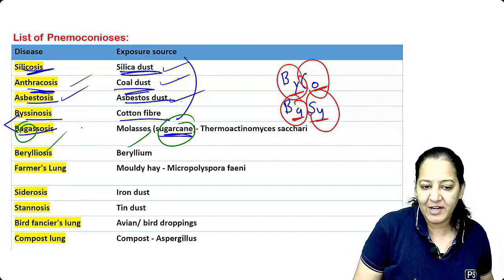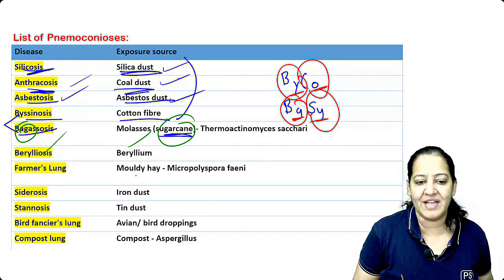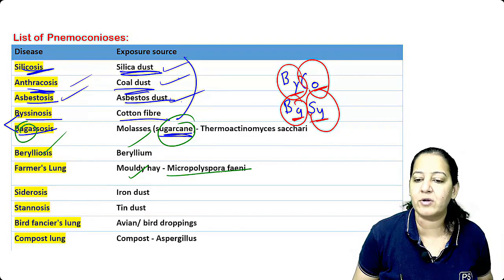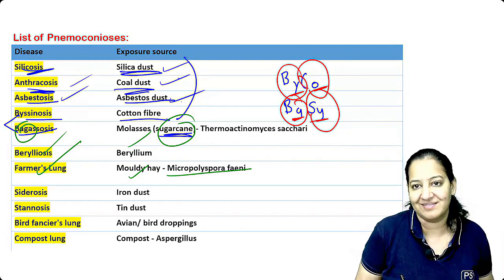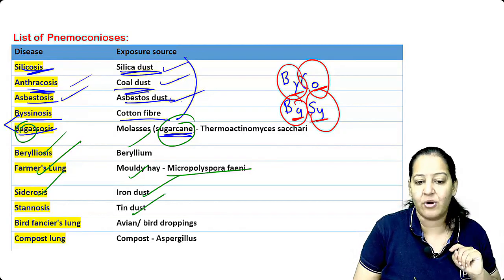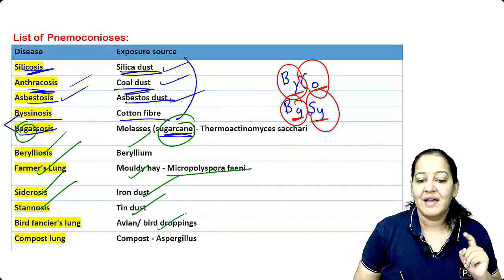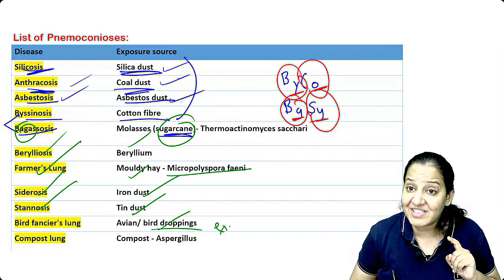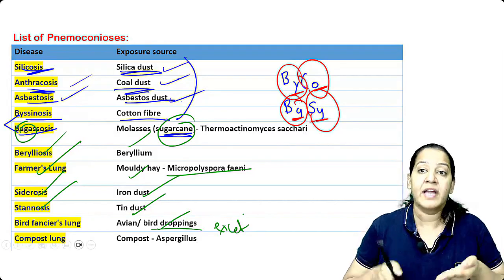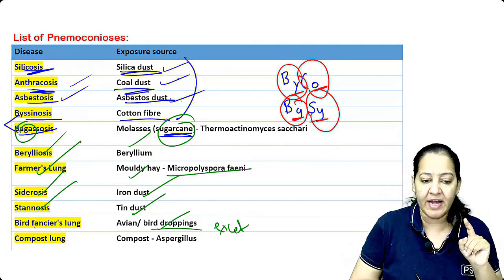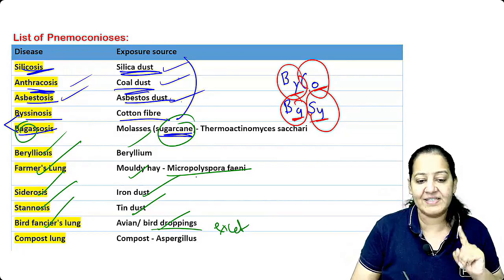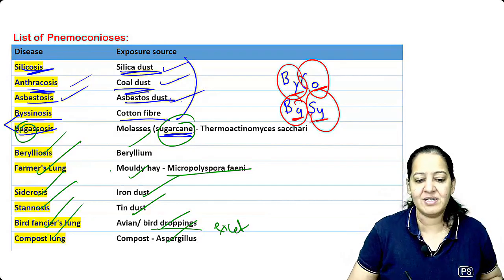Beryllium leads to berylliosis. It's okay, there is nothing important in that. Moldy hay, which contains a fungus, Micropolyspora faeni, leads to farmer's lung. Iron dust leads to siderosis. Tin dust leads to stannosis. Bird droppings, the excreta of the bird, the feces of the bird, if someone inhales that, it's very small, it can lead to bird fancier's lung. And Aspergillus leads to compost lung.